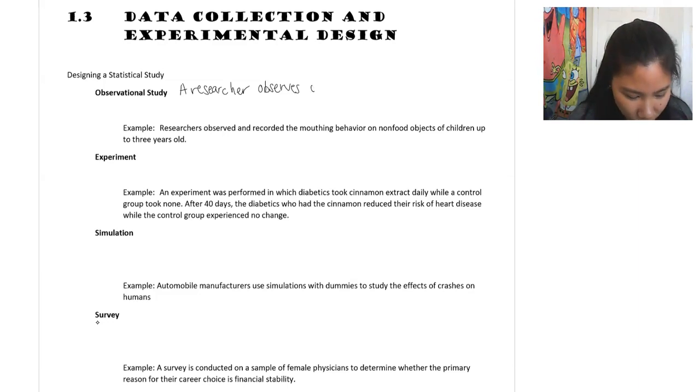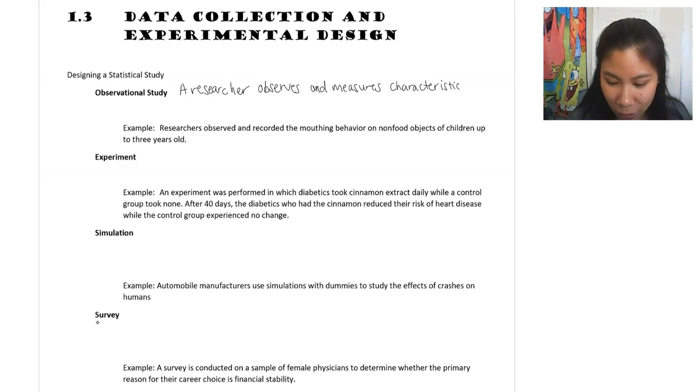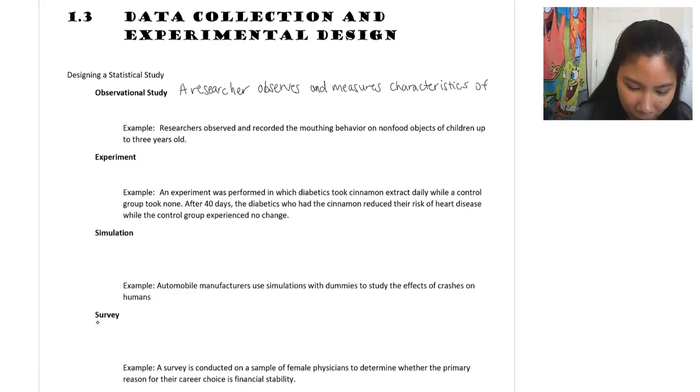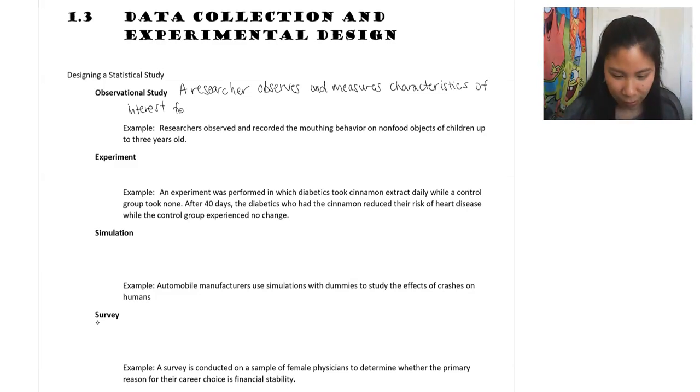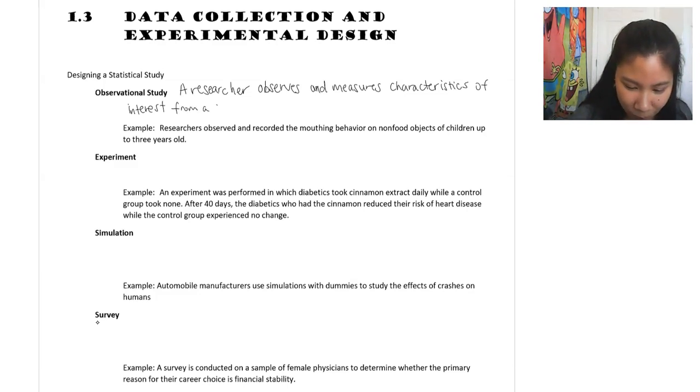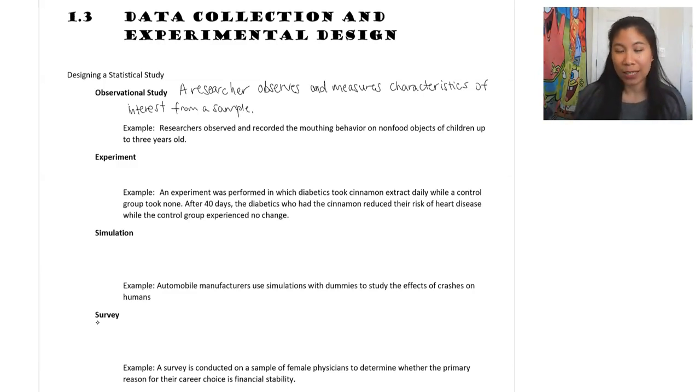So a researcher observes and measures characteristics of interest. So whatever habit or characteristic that you're studying, and they're trying to gather this information from a sample. So the main thing here in an observational study is the researcher is not allowed to try to influence the people. So really, they're just allowed to observe. You can't tell them anything or change their behavior.